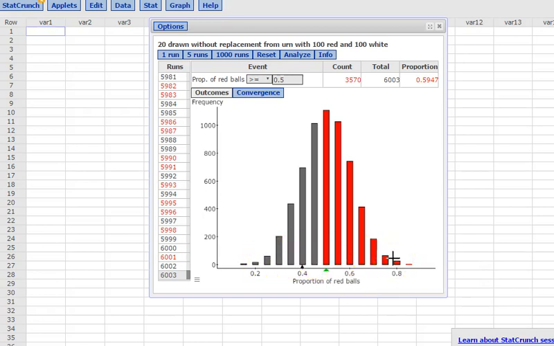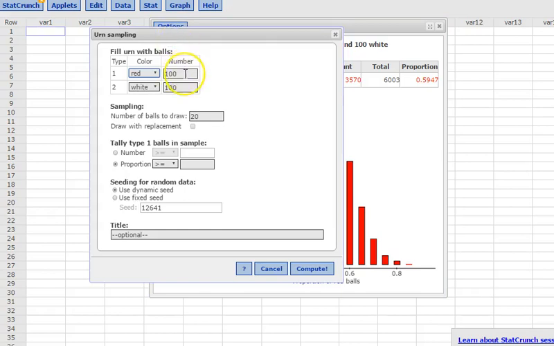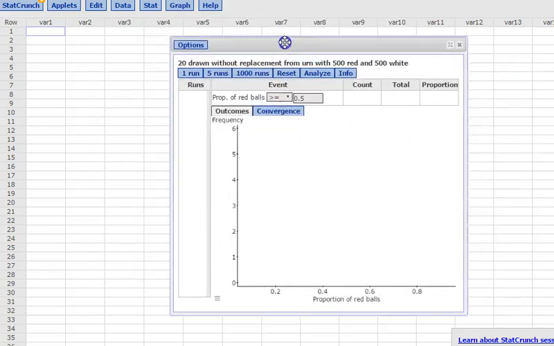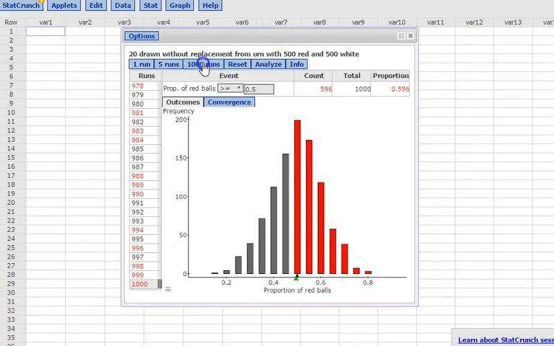Is there a way to reduce the variability? So let's look at a couple possibilities. One would be to increase the population size. What if I had a bigger population? Would the samples be more accurate? So let's make 500 red and 500 white instead, using samples of size 20, and I'm going to go ahead and compute 5,000 runs of this.